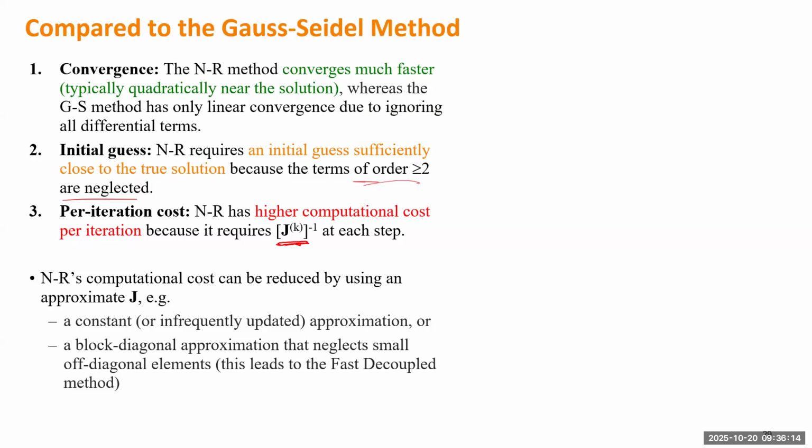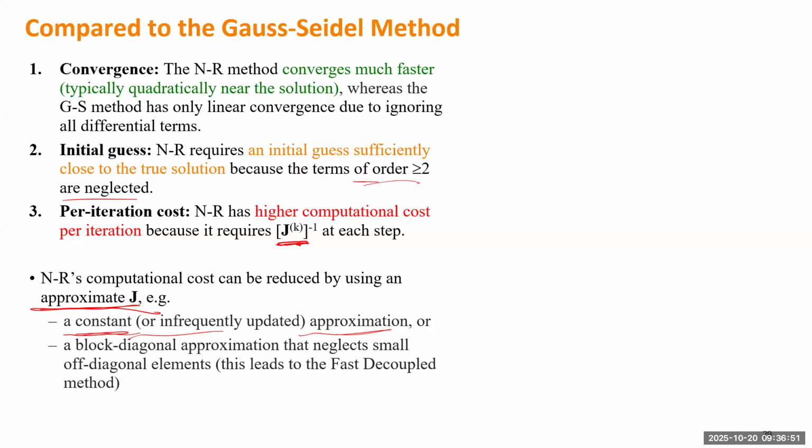How can we reduce the computational cost of the Newton-Raphson method? There are some ideas. The first one is we can utilize an approximate Jacobian matrix. It doesn't have to be accurate. For instance, you can take a constant Jacobian approximation. So you keep using the same Jacobian, okay? So it's not accurate, but it indicates maybe the average direction in that domain of attraction. So you just keep using that.